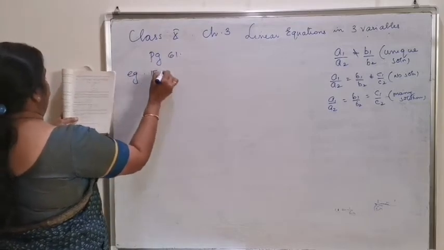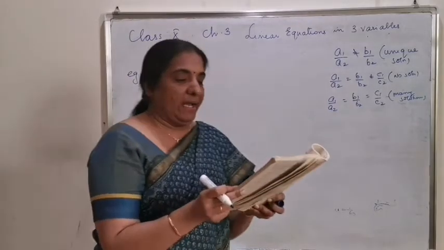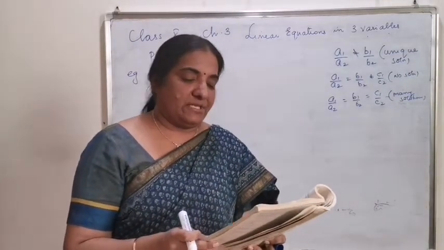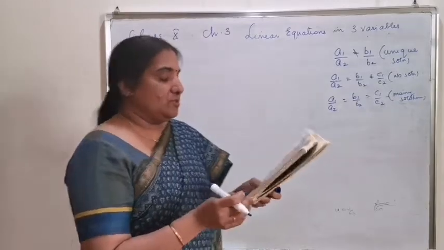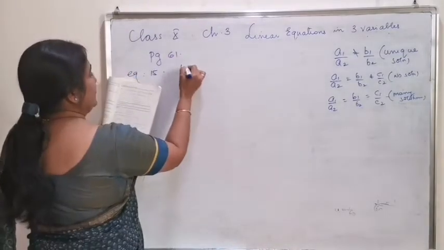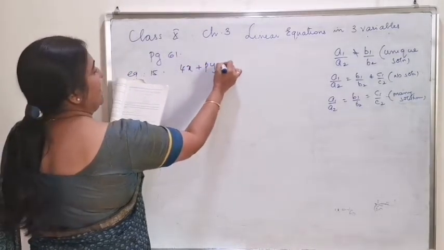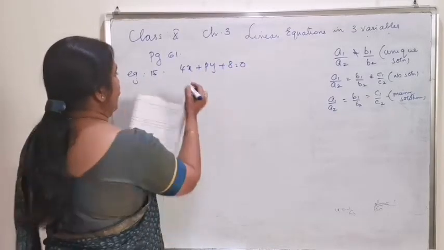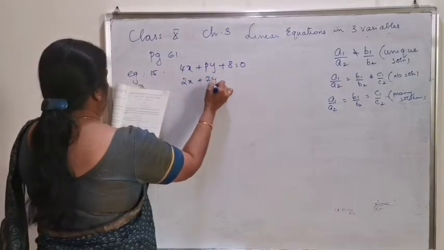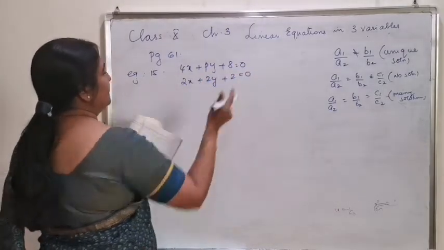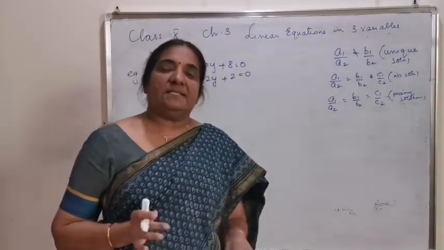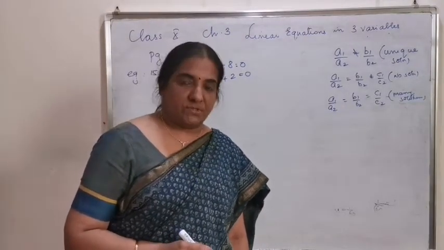Example 15. For which values of p does the following pair of linear equations have a unique solution? The equations are 4x plus py plus 8 is equal to 0, 2x plus 2y plus 2 is equal to 0. They are asking you to find the value of p for which these equations have a unique solution.